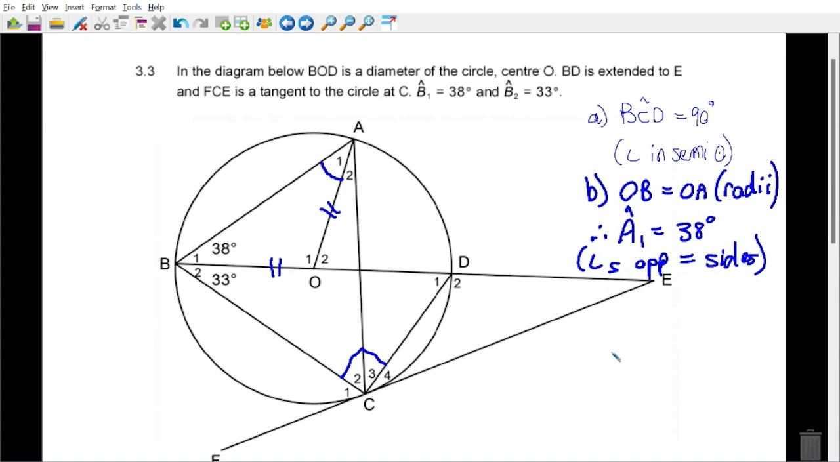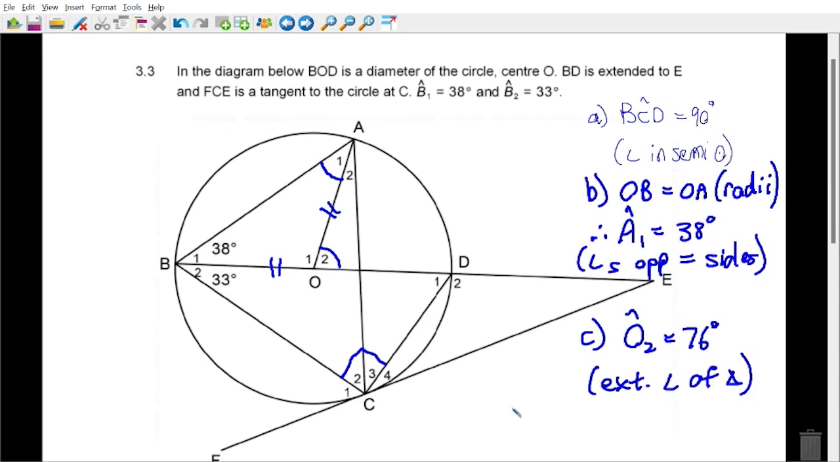Okay, C asks us for angle O2. Now O2 is an exterior angle of triangle OBA. So angle O2 is actually going to be 38 plus 38. It's going to be 76 degrees, and the reason is exterior angle of triangle.